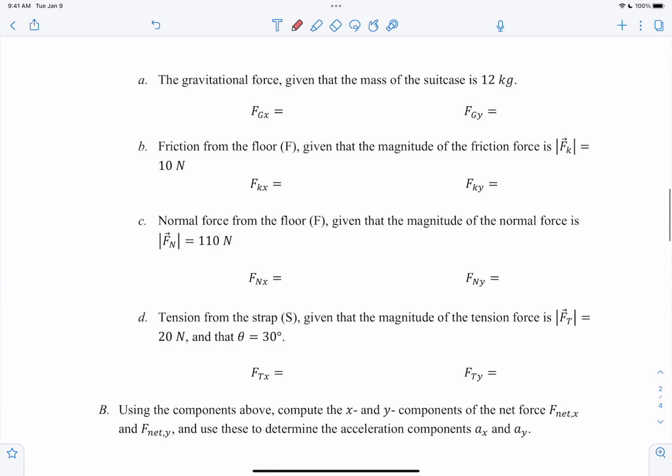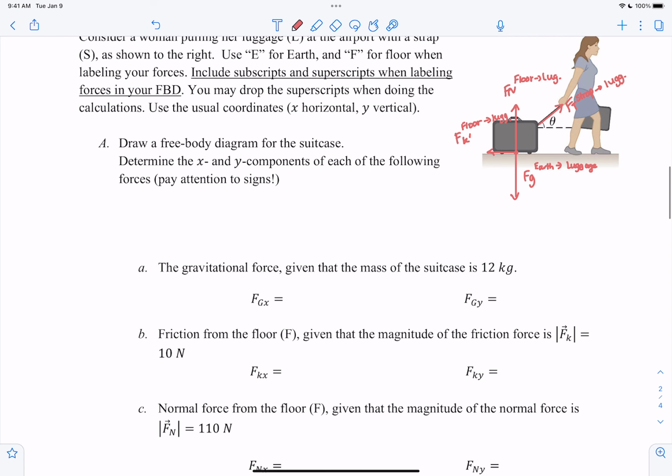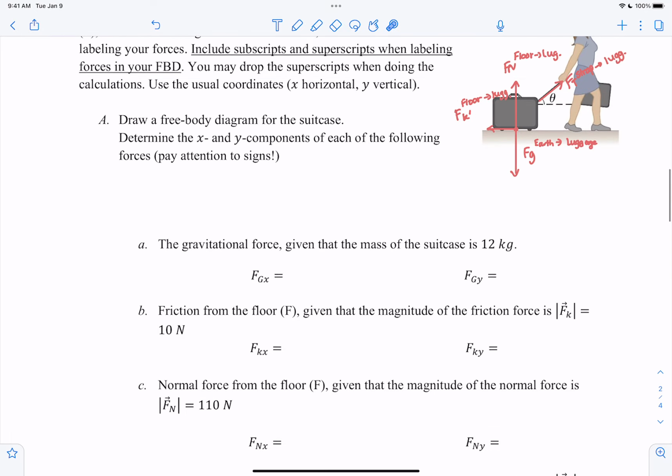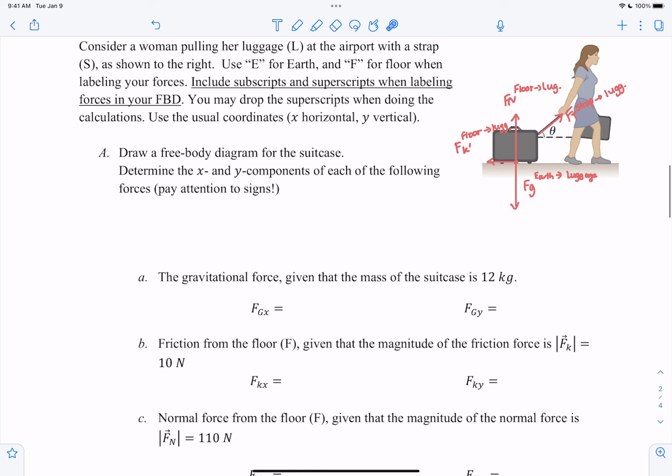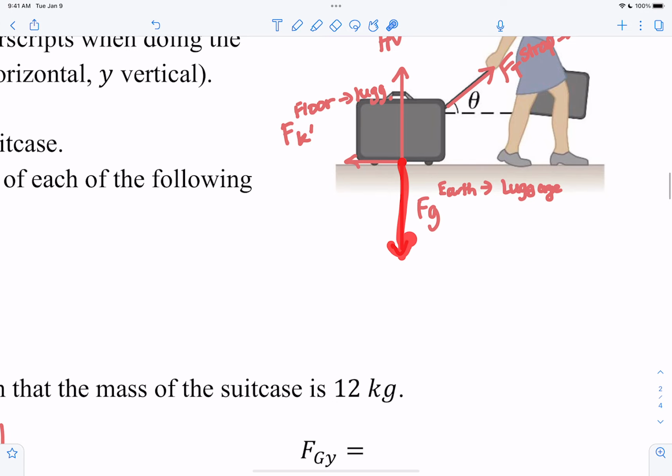Now, there's a bunch of parts here, but they're all not too bad. We have to figure out all the X and Y components of the different forces acting on the luggage. So there's a gravitational force. Given that the mass of the suitcase is 12 kilograms, we need to figure out the X and Y components of gravity. In this case, do we have an X component to gravity? No. So this should be 0 newtons here. Gravity's pointing solely downwards.